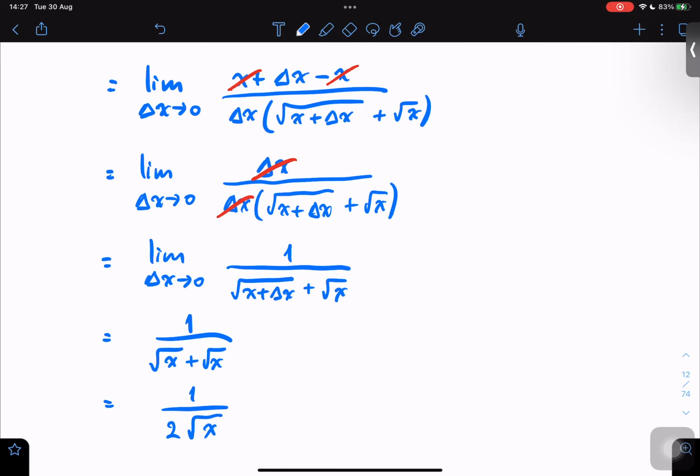So this is how you derive the derivative by using the definition. Do you have any question here?